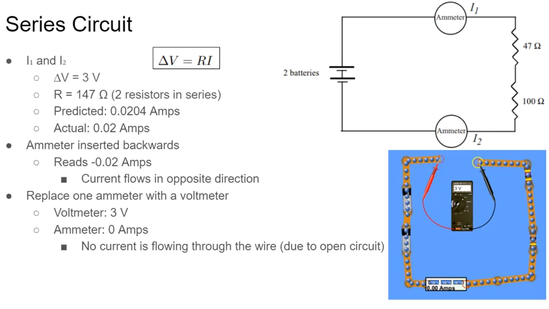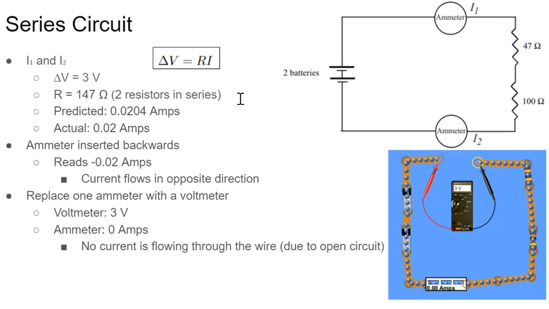So we looked at a series circuit, and the potential difference was 3 volts. The total resistance was 147 ohms, and so we found that the predicted value of the current was approximately equal to the actual one shown on the ammeter. Then the ammeter was inserted backwards, and it read negative 0.02 amps, and this is because the current is now flowing in the opposite direction.